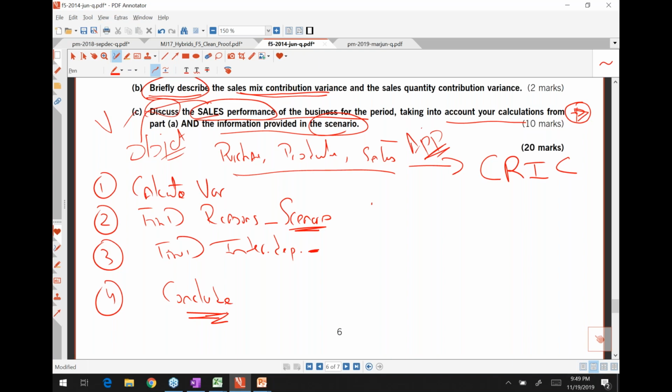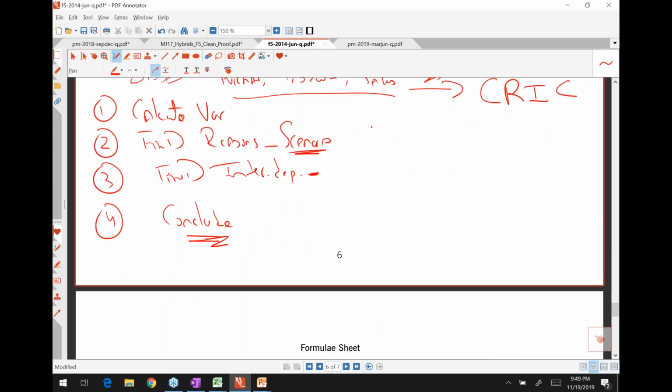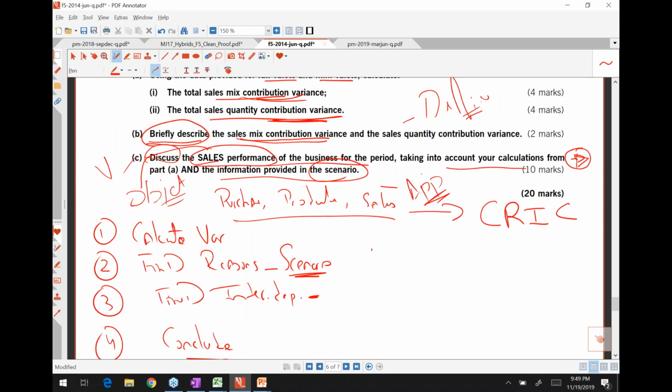So CRIC will be used when you have to assess the performance of any manager. But the theory question that we did before in the previous question was something else, where we were not required to assess the performance of the manager. So in that question, we did not use CRIC. But for questions like these, we have to use CRIC. So first of all, are we done with the variance calculation? Yes, we are done.